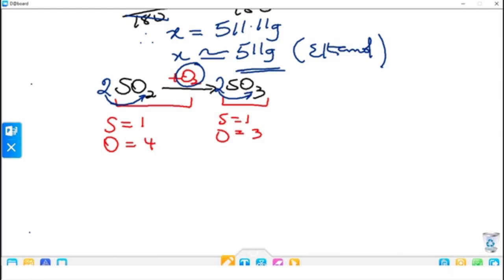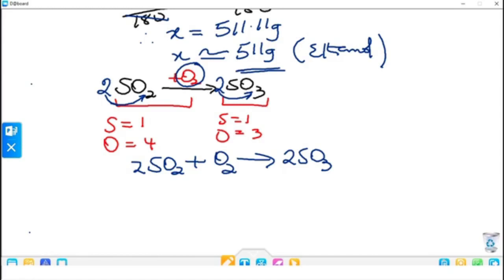So the chemist converted SO2 to SO3 by reacting SO2 with oxygen, and now we have balanced the equation. The balanced equation is 2 moles of SO2 plus O2 to give us 2 moles of SO3. That is the balanced equation. So we have done the first part of the question, which is to write a balanced equation of the reaction.